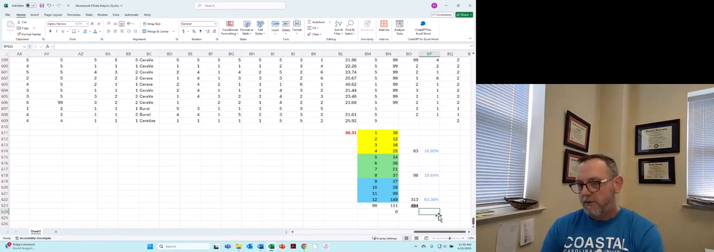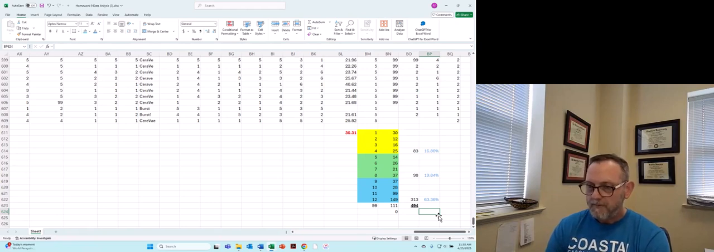So 16.8% of the sample makes 0 to 40,000. 19.8% make between 40 and 80,000, and 63.4% make more than 80,000 a year. Okay, so that's that question. That's that answer. That's how we do that.